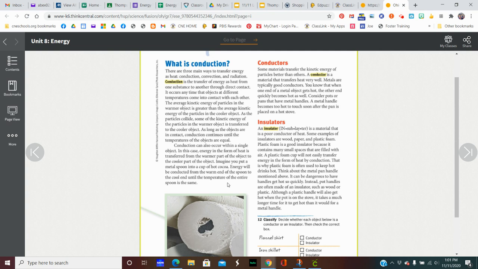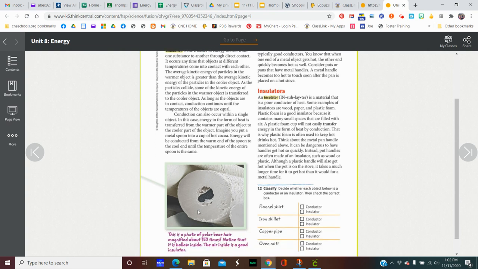And I know that my pots and pans, the ones that I have, the pot itself is metal, but my handles are typically made of plastic so that I don't burn my hands. But if you took a look, you could find some of your pots and pans have a different handle that is not a good conductor. So let's talk about what those things are.